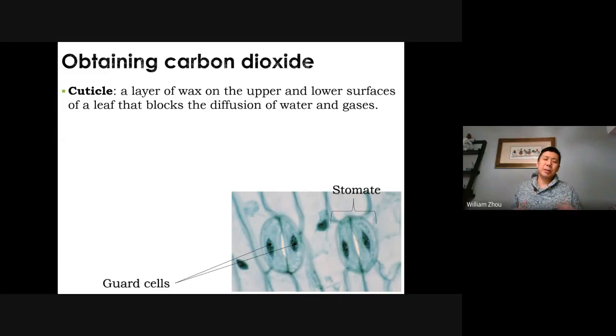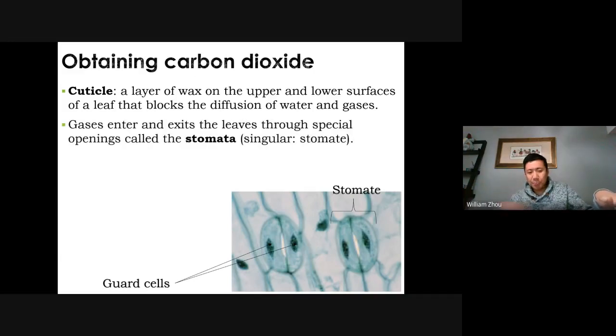Let's talk about plant breathing. Because we talked about humans breathing, the animal respiratory system. Plants also have a respiratory system. They breathe. How do they do it? First of all, they have a cuticle. That's the waxy layer. It blocks water and gas from entering and leaving. You can't breathe with that.